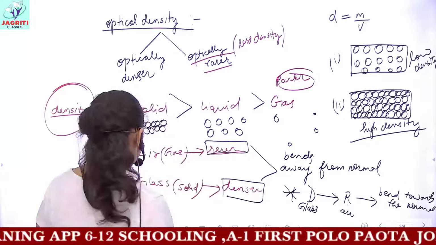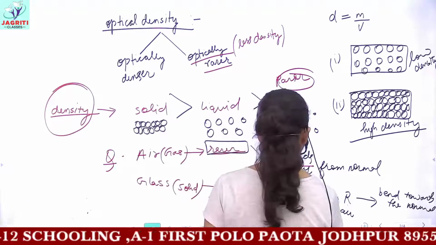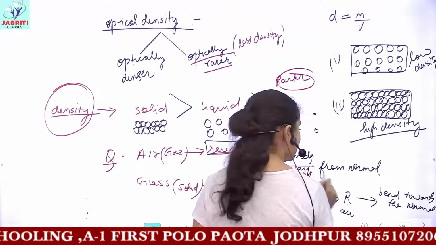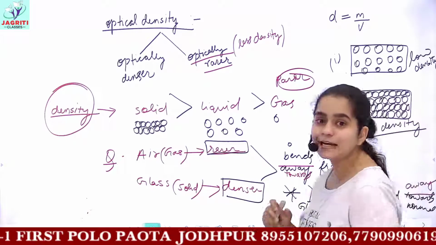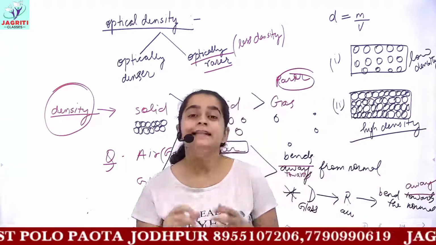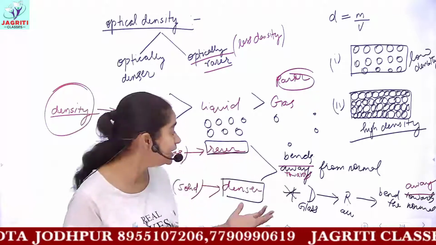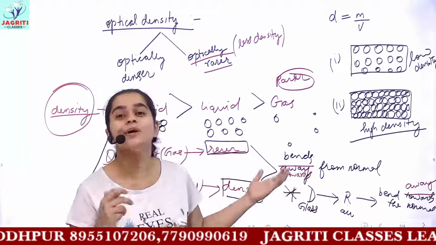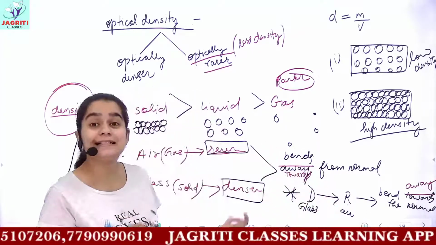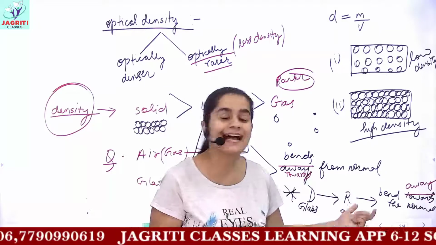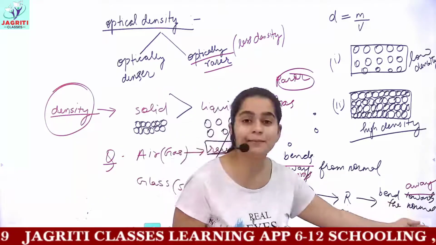Rarer to denser bends towards the normal, and denser to rarer bends away from the normal. So these are the two rules which you have to study, that whenever the light ray travels from a rarer medium to a denser medium, then the light ray bends towards the normal. And whenever this light ray travels from the denser to rarer medium, then this light ray in turn bends away from the normal. And what do you mean by normal?